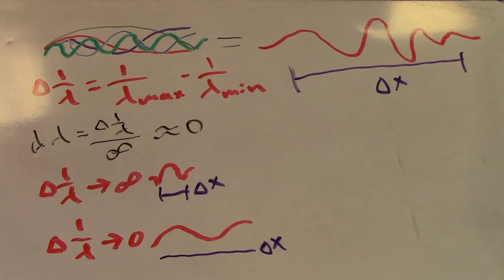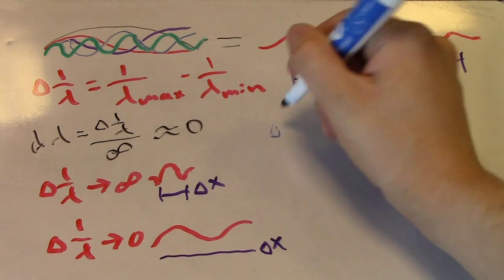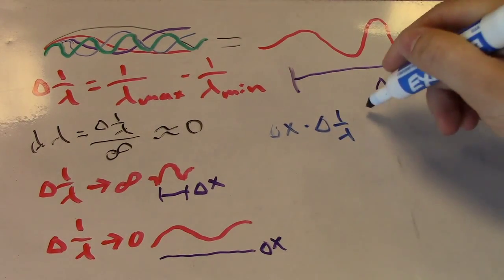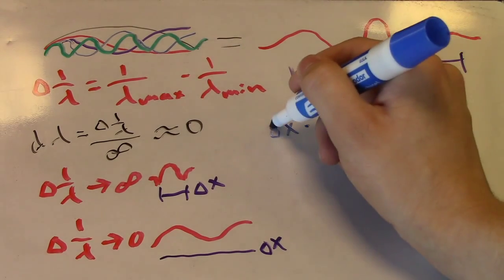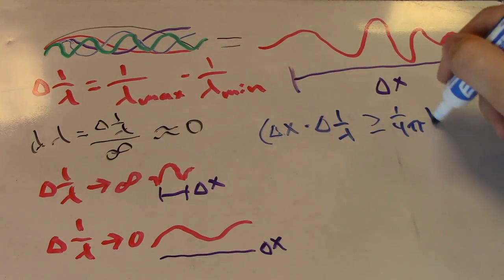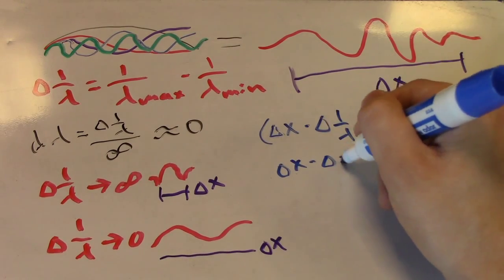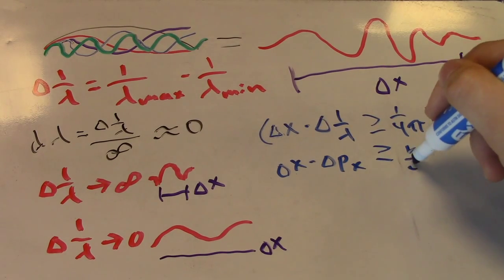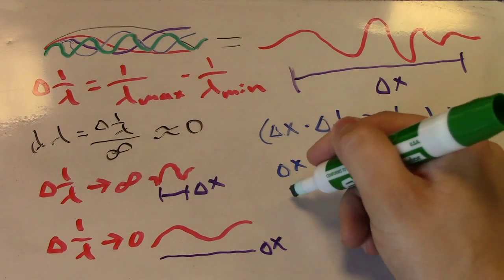In fact, using mathematics that are beyond my understanding at least, we can show that the range in wavelengths, delta 1 over lambda, times the size of the bulge, delta x, has to be greater than or equal to 1 over 4 pi. If we then multiply both sides by Planck's constant, h, and use our equation for momentum of a wave, we see that delta x times delta p sub x for momentum is greater than or equal to Planck's constant divided by 4 pi, which is Heisenberg's uncertainty principle.